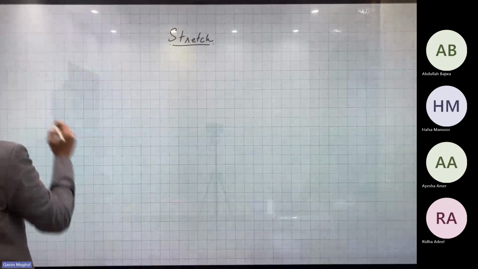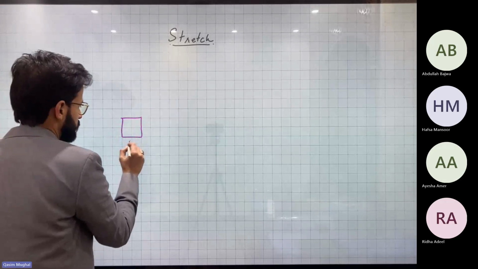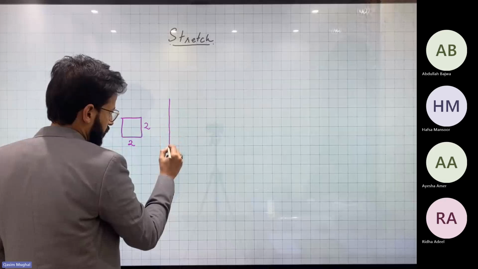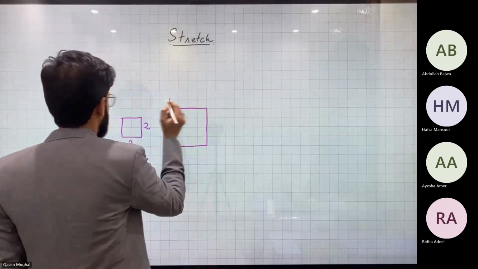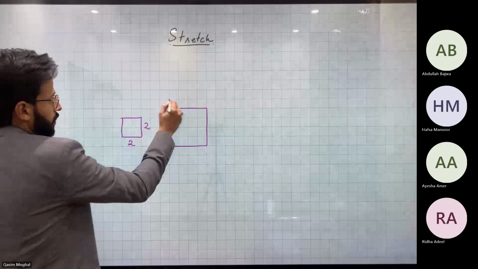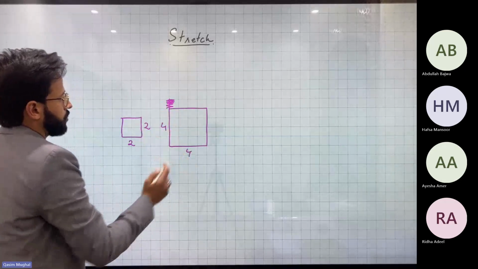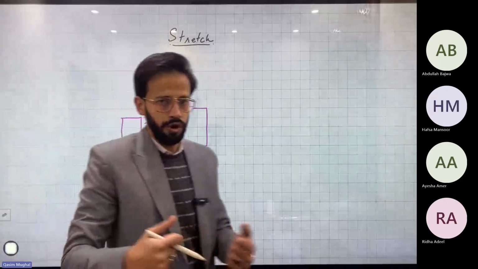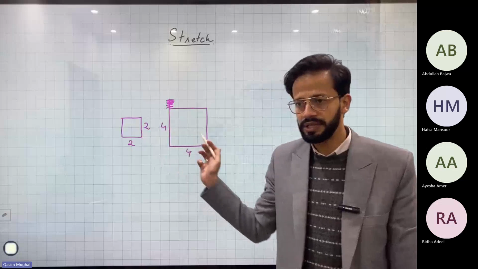For example, initially I have something like this. This is, let's suppose, 2 units and 2 units. If I increase the size of this one, now this is 4 units and 4 units. Now it is increased by a factor of 2 horizontally and vertically. So this is basically known as enlargement.